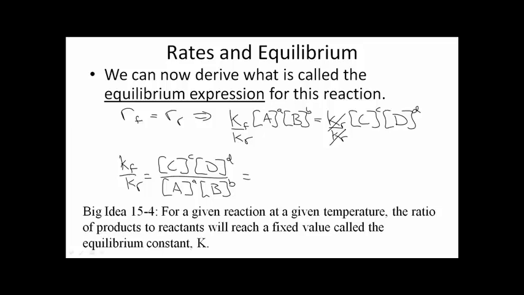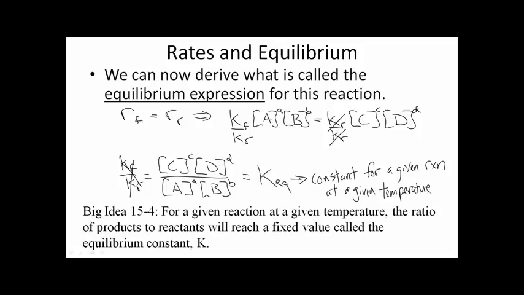What we call this expression is KEQ. We don't call it KF over KR. We call it KEQ. The equilibrium constant for this reaction at this temperature is described by this. And it is a constant value. It's constant for a given reaction at a given temperature. Yeah, which is written right underneath.